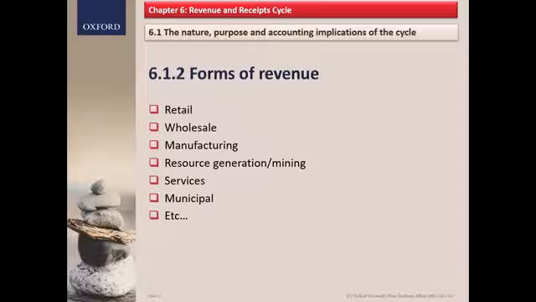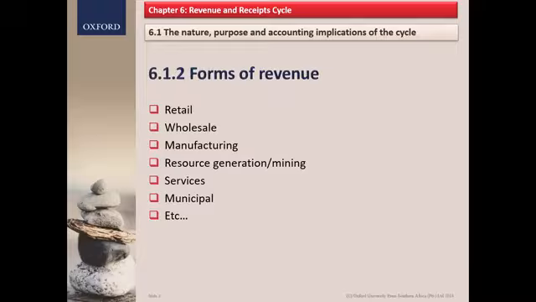In the case of retail, you'll find some revenues there. Wholesale, there's revenue. Manufacturing has its own revenue, which is sales. Resource or mining, there will be mining sales. Services as part of your sales. Municipalities, for instance, for rendering services, will have their sales as rendering of services. Electricity rates and so on will be classified under revenue.